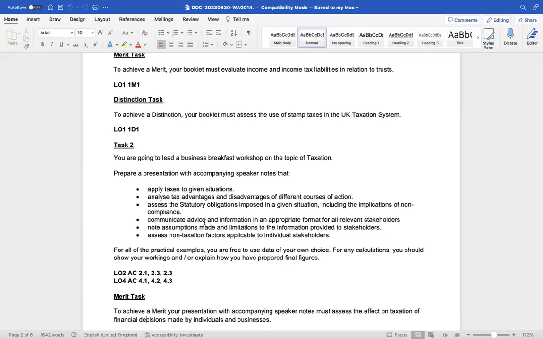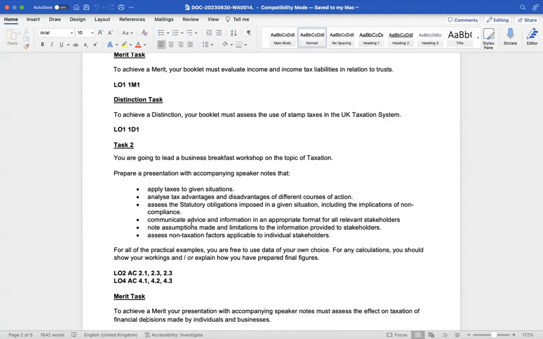Then assess the statutory obligations imposed in given situations, including the implication of non-compliance. When you write about obligations and implication of non-compliance, you need to explain the statutory obligations that businesses must adhere to under the UK tax laws. Highlight the legal consequences of non-compliance, including penalties and fines. Ali, we discussed last week different penalties and fines. Yes. Then use practical scenarios to illustrate the importance of compliance and the risks of non-compliance.